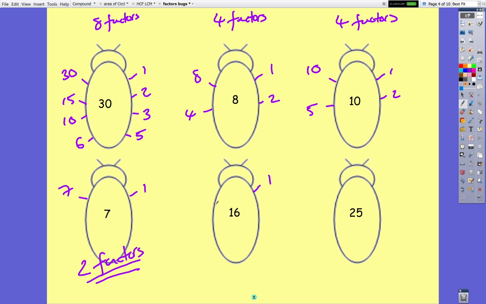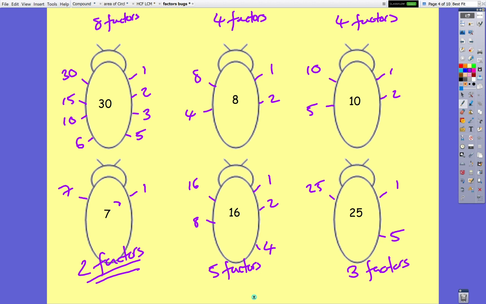Next one, 16: 1 and 16, 2 and 8, and then anything else? Yeah, it's just 4. I'm just going to write the 4 once because I'm not going to write 4 and 4, because that would mean we've got 6 factors and we can't have a repeating factor, so that's actually got 5 factors. Okay, and the last one, 25: 1 and 25, and we've only got 5 times 5, again just writing the 5 once, so that's got 3 factors. Now, hopefully you know something particular about the bottom set of numbers here. Okay, it's 7, 16, 25.